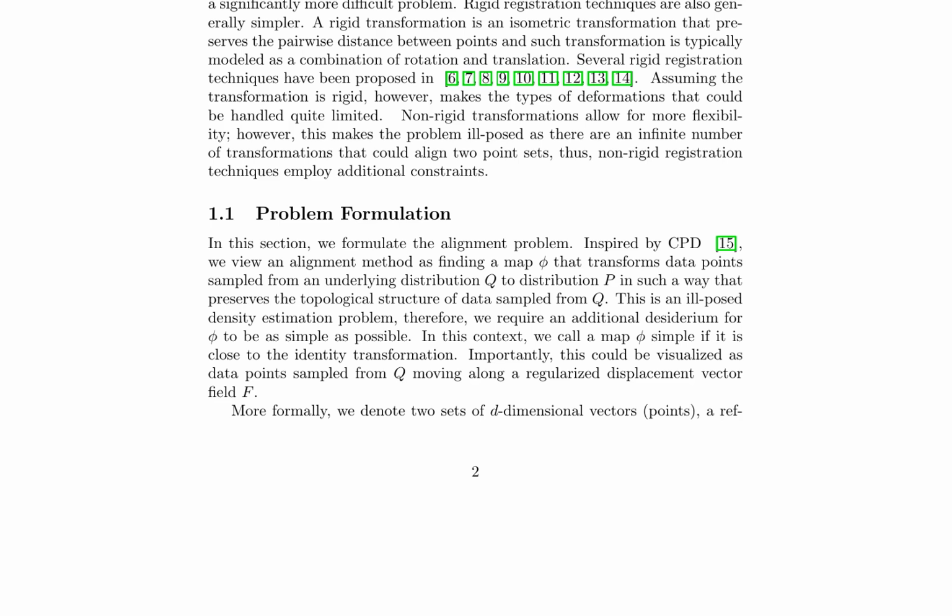The alignment problem can be formulated as finding a map that transforms data points sampled from an underlying distribution Q to distribution P, preserving the topological structure of data sampled from Q. This is an ill-posed density estimation problem, requiring an additional desideratum for the map to be as simple as possible. A map is considered simple if it is close to the identity transformation, visualized as data points sampled from Q moving along a regularized displacement vector field F.